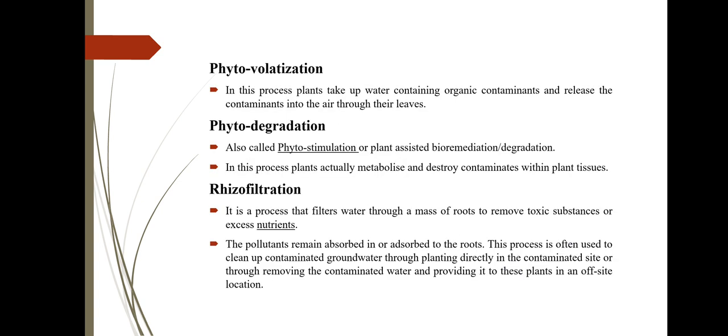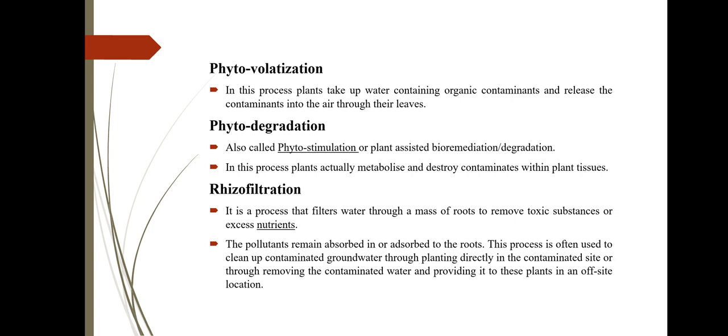The third is phytovolatilization. In this process, plants take up water containing organic contaminants and release the contaminants into the air through their leaves. The fourth is phytodegradation. It is also called phytostimulation or plant associated bioremediation. In this process, plants actually metabolize and destroy contaminants within plant tissues.